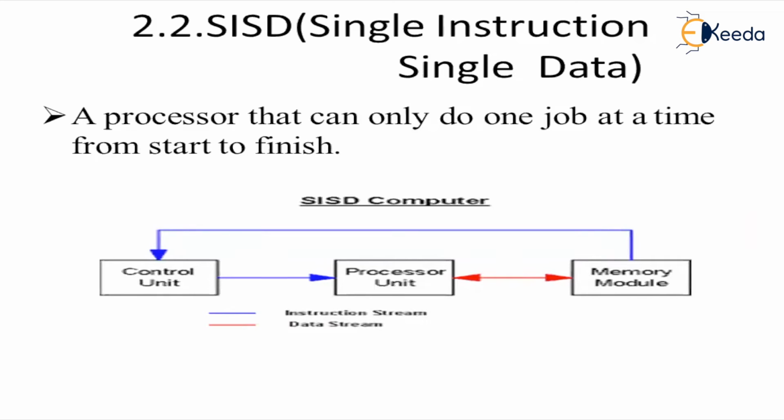If you look at the diagram, it has a control unit, the processor unit, and the memory unit. The control unit is connected to the processor in a unidirectional form, and the processor unit is connected in a bidirectional form with the memory unit. The memory unit gives the instructions to the control unit, and the instruction is transferred from the control unit to the processor unit, and the processor unit uses the data stream to connect with the memory unit. But the only drawback is that it can perform only a single instruction at a time. Multiple instructions are not possible.